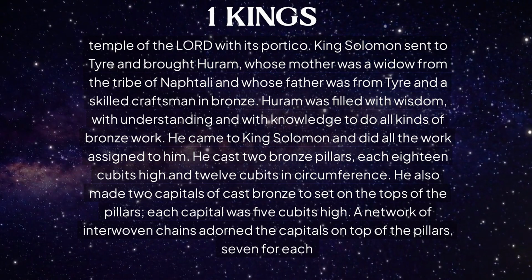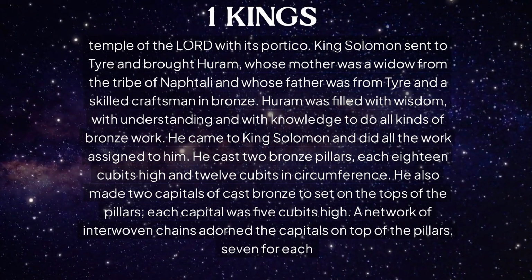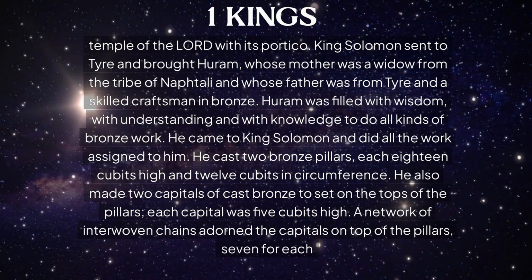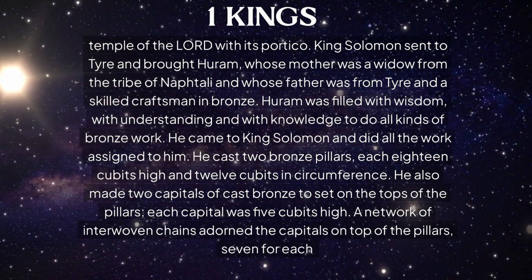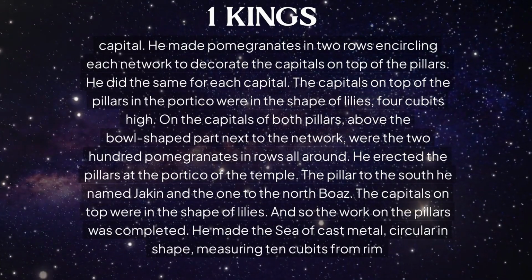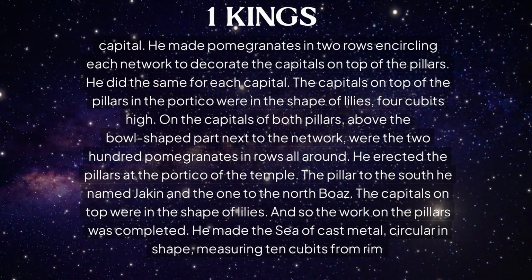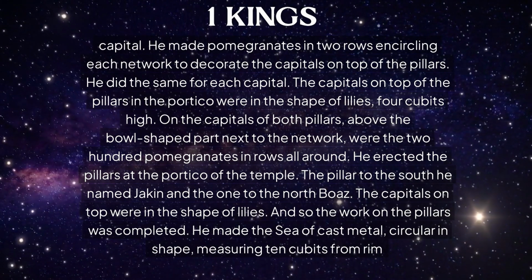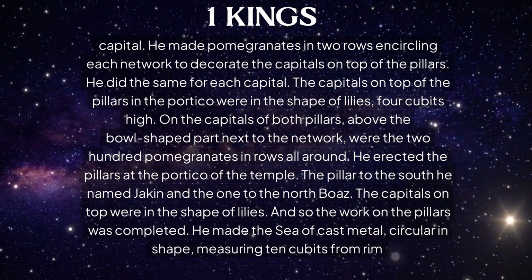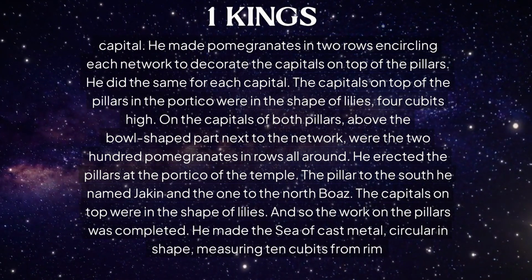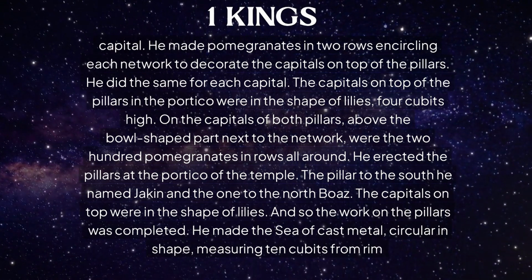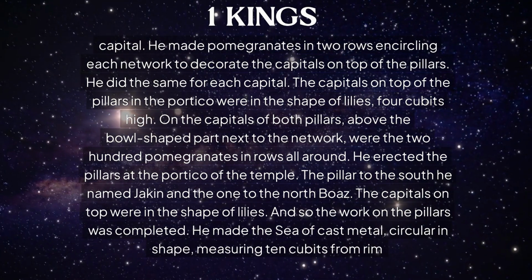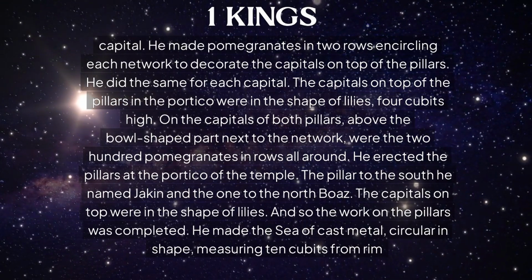He also made 2 capitals of cast bronze to set on the tops of the pillars, each capital was 5 cubits high. A network of interwoven chains adorned the capitals on top of the pillars, 7 for each capital. He made pomegranates in 2 rows encircling each network to decorate the capitals on top of the pillars. He did the same for each capital. The capitals on top of the pillars in the portico were in the shape of lilies, 4 cubits high. On the capitals of both pillars, above the bowl-shaped part next to the network, were the 200 pomegranates in rows all around. He erected the pillars at the portico of the temple.